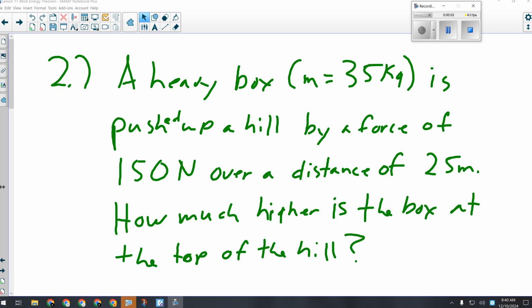So let's just see how we're doing here with this. We've got a heavy box. We know its mass is 35 kilograms. It says it's being pushed up a hill by a force of 150 newtons over a distance of 20 meters. So there are a couple of ways to go about this.